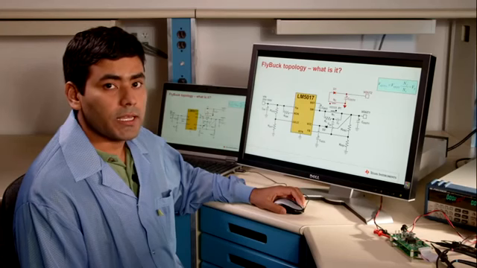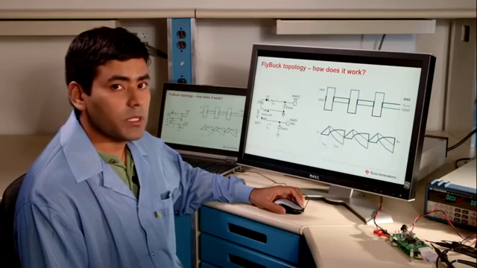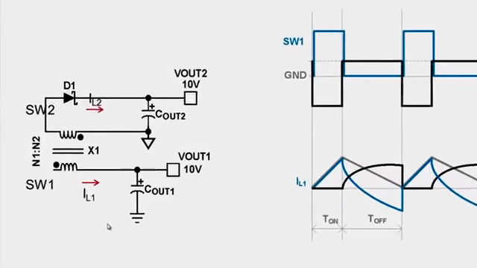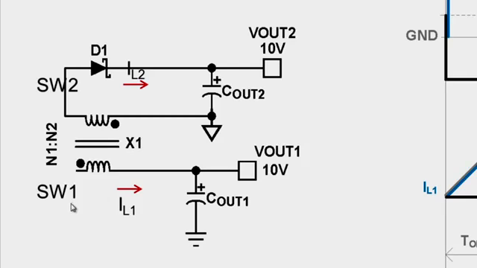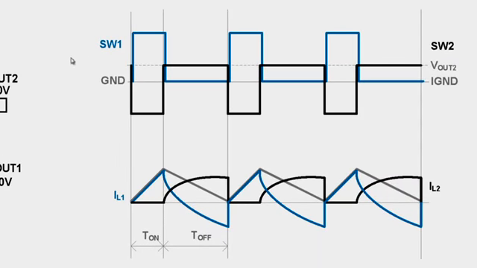In the next few slides we will explain the operating principle of a flybuck topology. In this picture on the left hand side we have the output power stage of a flybuck converter, which shows the switch nodes 1 and 2, the coupled inductor, and the output capacitors Cout1 and Cout2. On the right side are the operating waveforms of a flybuck converter.